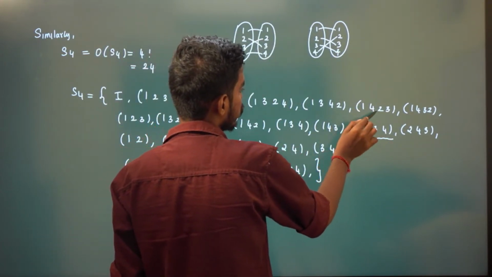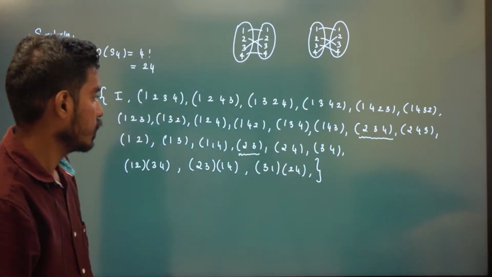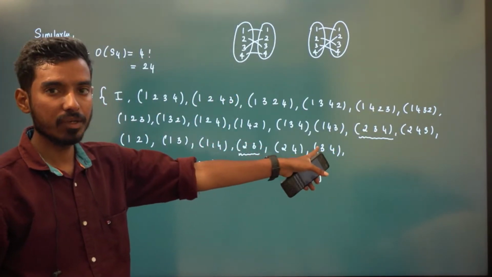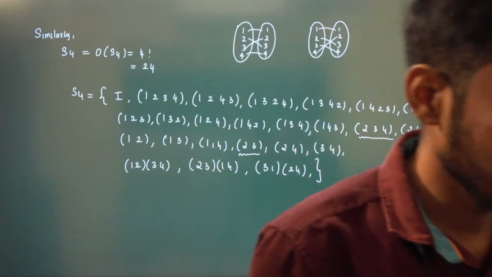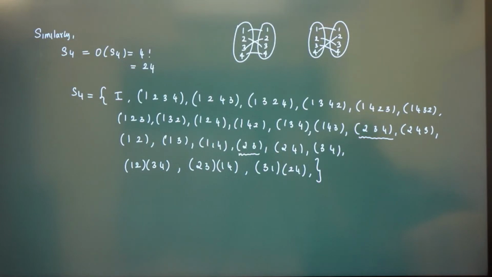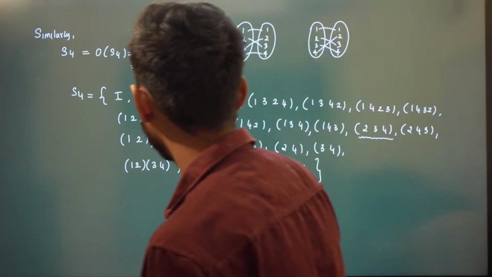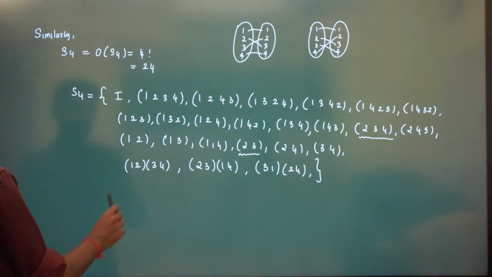This means what? 1 goes to 4, 4 goes to 2, 2 goes to 3. Here 1 and 2 is missing, so 1 and 2 are fixed. 3 is going to 4, 4 is going to 3. So these are the 24 mappings that you can form with a set of 4 elements. So here 24 elements you will have.